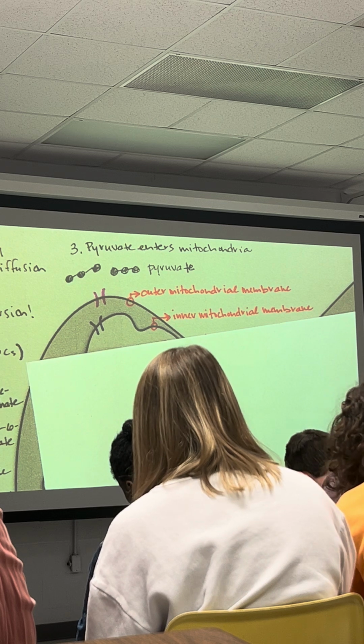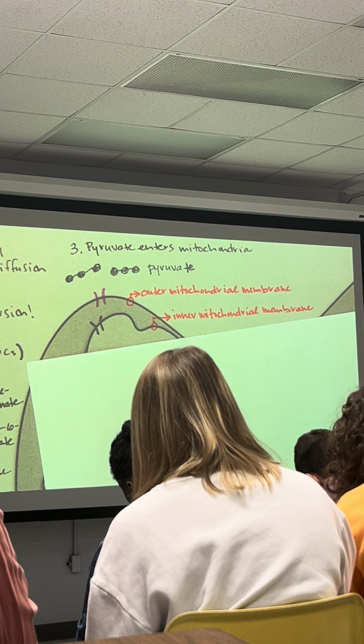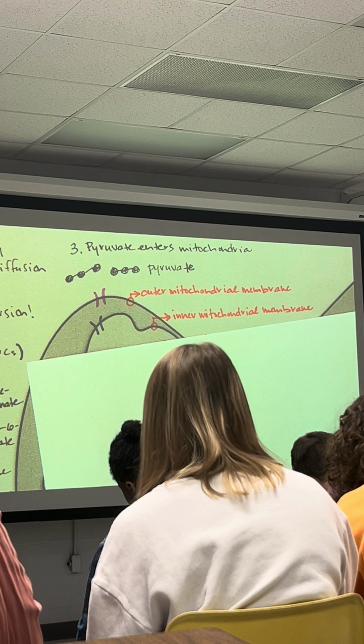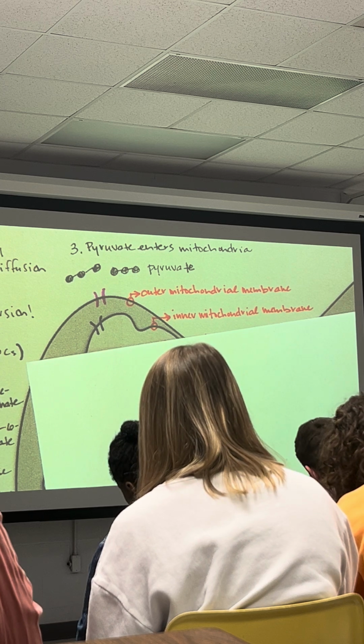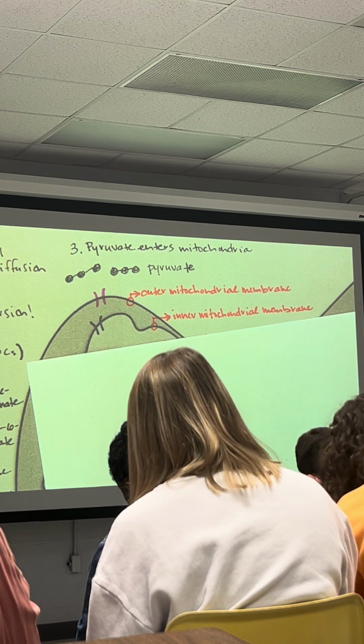I'm going to give you a moment to write this out. I have two channels, different colors, different channels. These are going to be ways we get pyruvate into that mitochondria. Two different channels required.